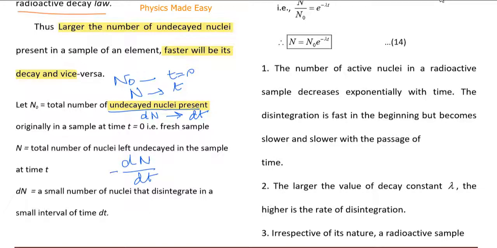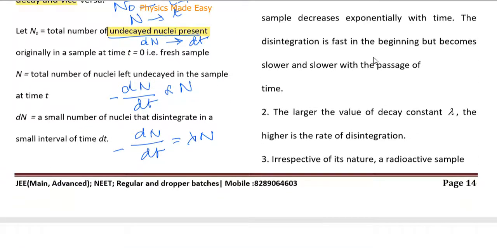The minus sign has been taken because of decay, or decrease in number. This is directly proportional to the number of atoms present at that time, which is N. So it is clear that minus dN by dt is equal to lambda N, or dN by dt is equal to minus lambda N. Equation number 1.